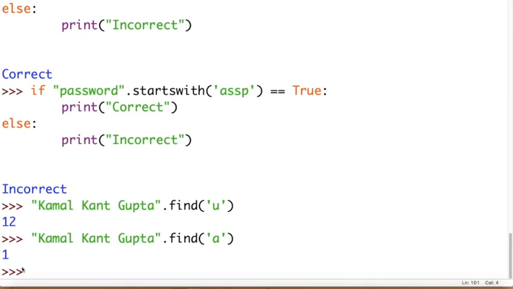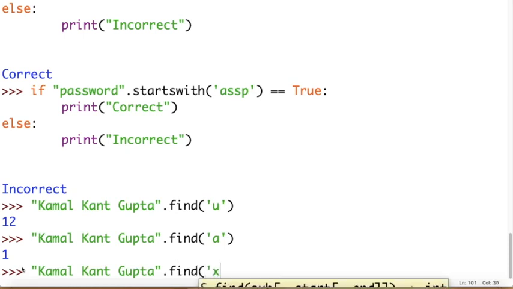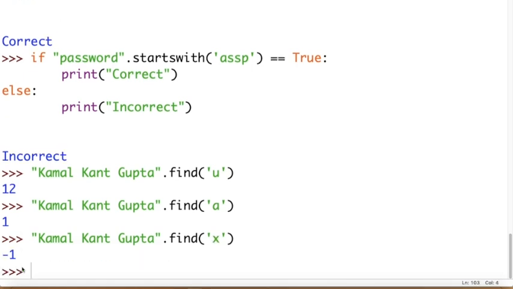Now let us go to the next example in the series, that is to find something which is not present in my name. A better example will be to find anything which is not present in my name. So for example, I'm going to find X in my name, right? There is no X in my name. Let us see what it returns. It gives us -1.